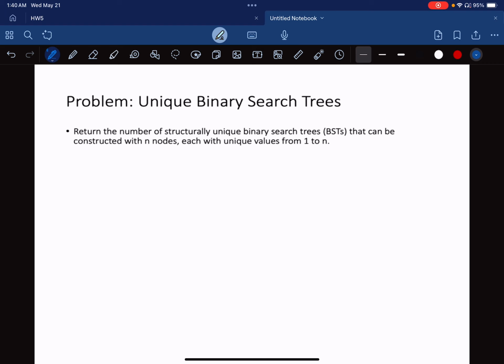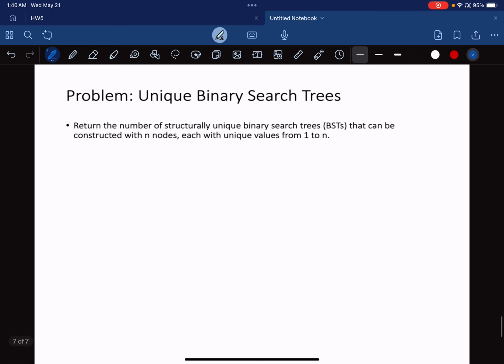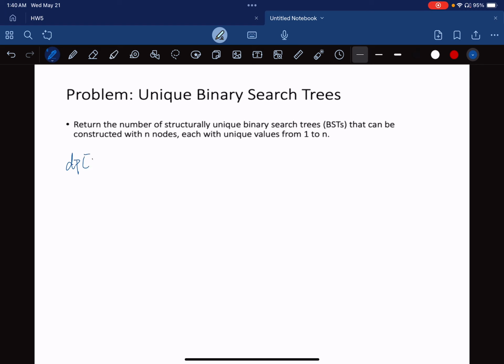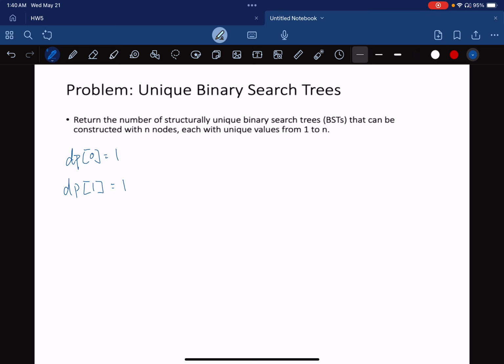What we can do is consider the base cases. For example, if there are no nodes, then there's only one possibility. So we can say dp0 equals 1. If there's only one node, then the BST is just the node itself, which is only one possibility, which is just 1. Okay, those are the base cases.